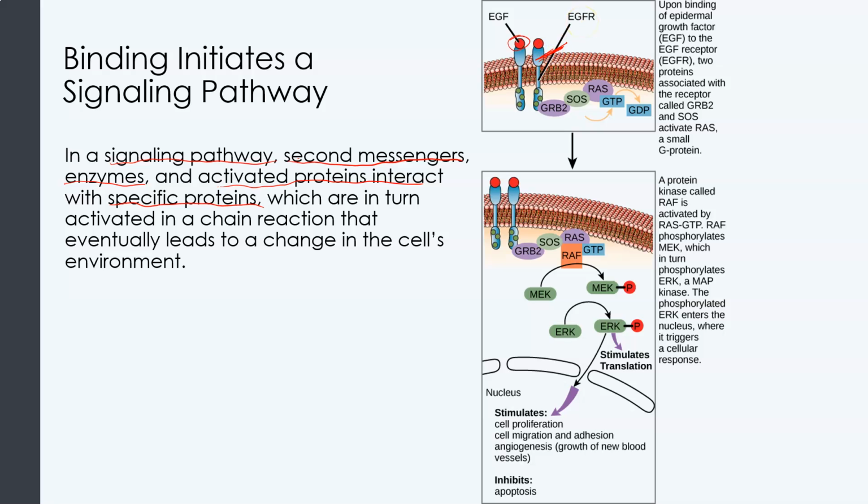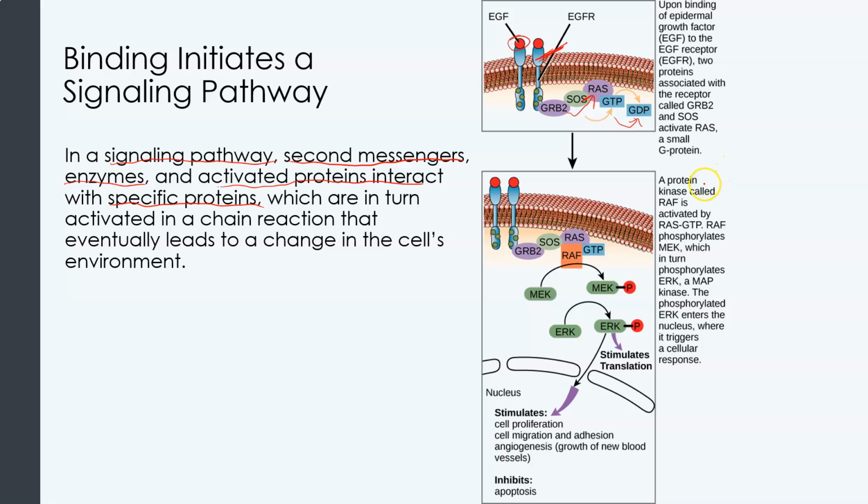Two proteins associated with the receptor called GRB2 and SOS activate RAS. So these two activate RAS, I'm sorry, which is a small G protein, and we know that what the G protein does is remove a phosphate from GTP, converting it to GDP.